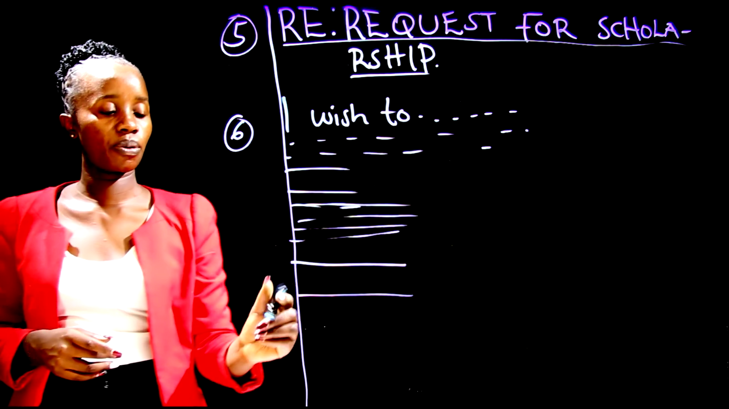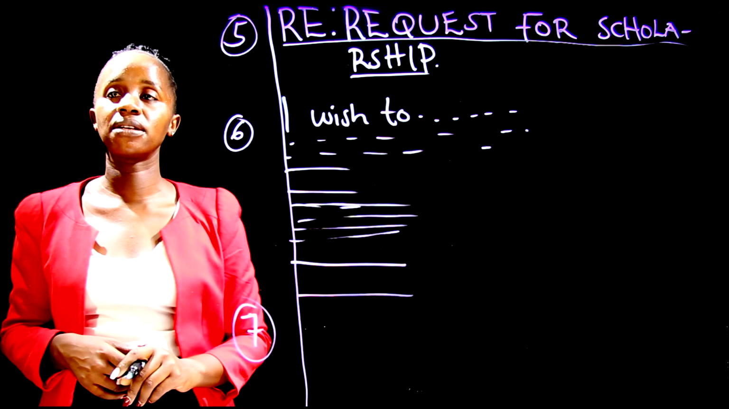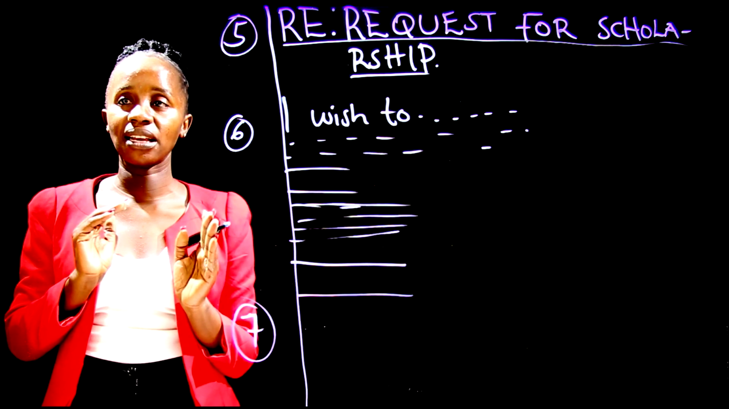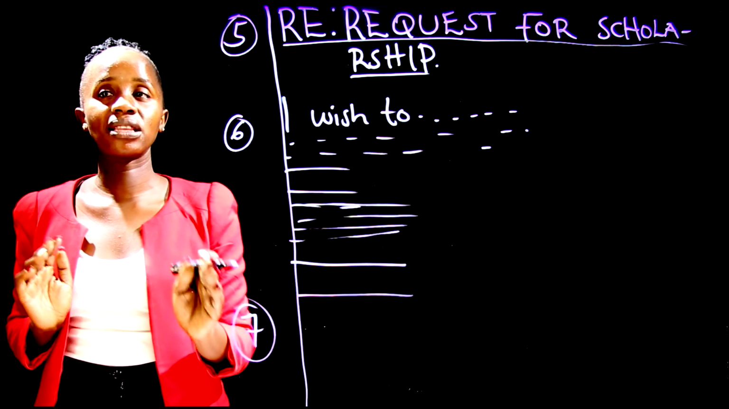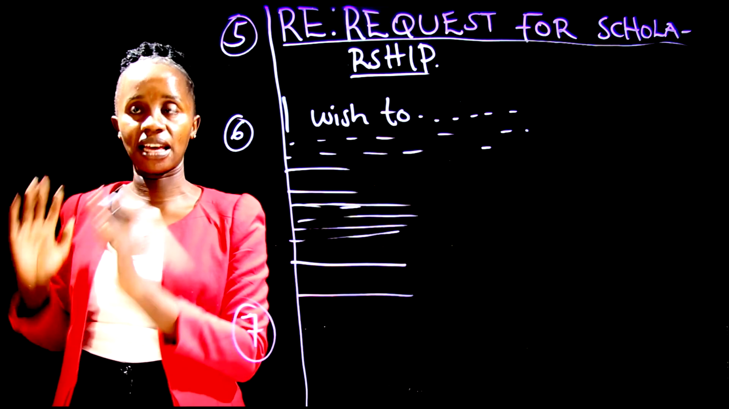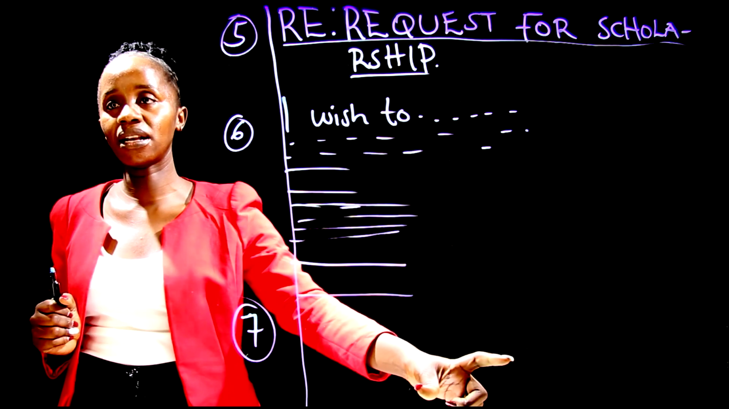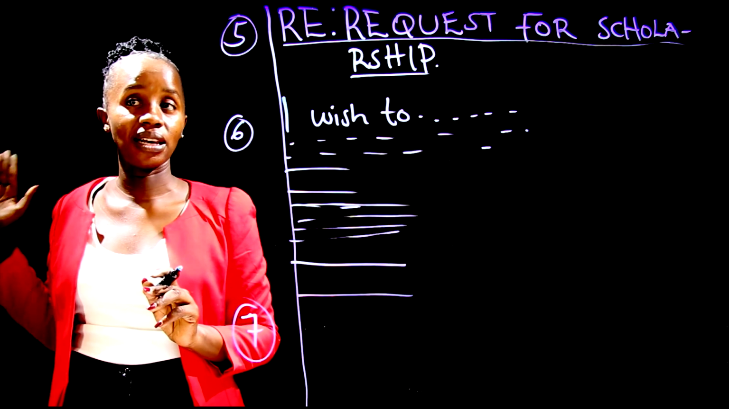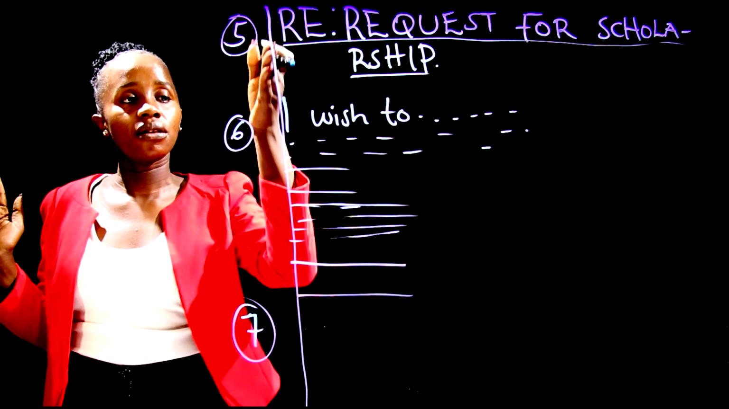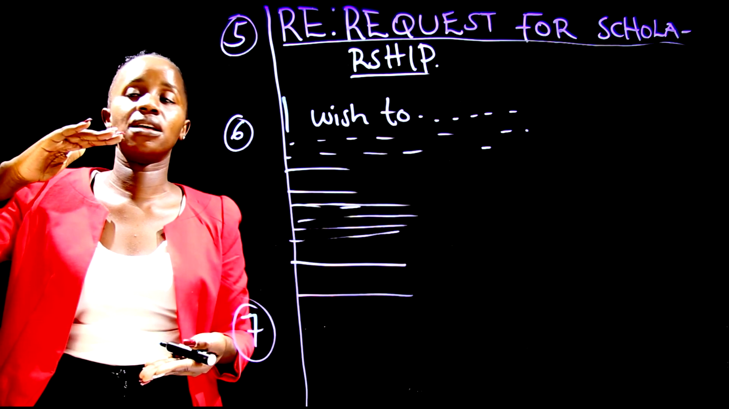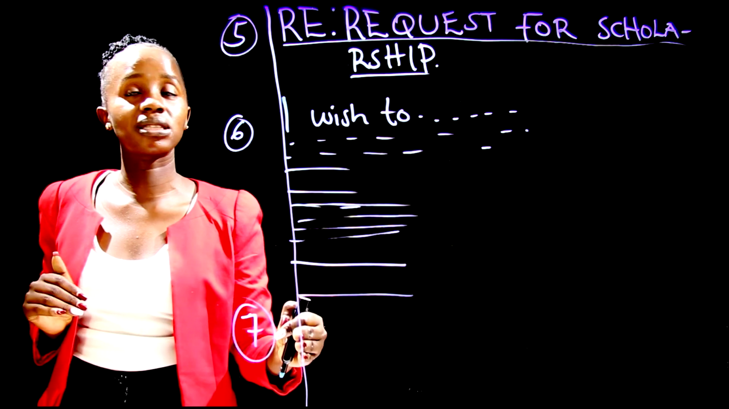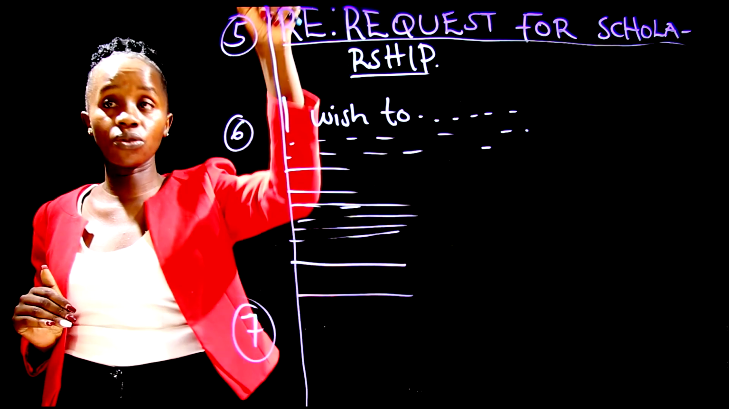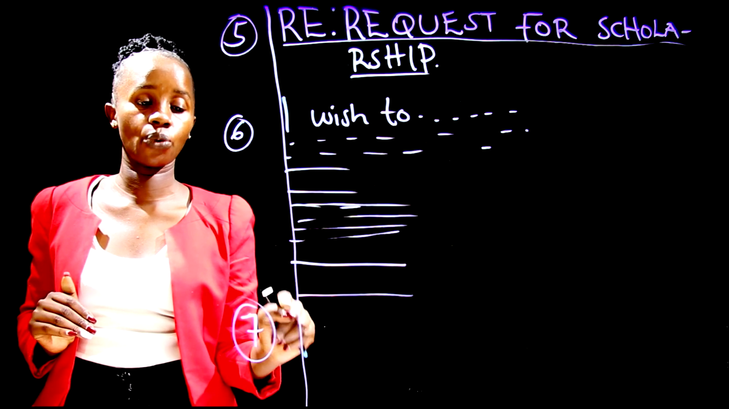Then the last part, the seventh part, is the signing off. When you're using the block format and you've decided that everything is on the left, ensure that your signing off is also on the left. Do not write your signing off at the middle. Do not write it at the farthest right. Rather, write it on your farthest left. Since it's a block format, it must look like a block. So you start writing from the margin. Do not leave any space. The way you started up there, that is the same way you will end.